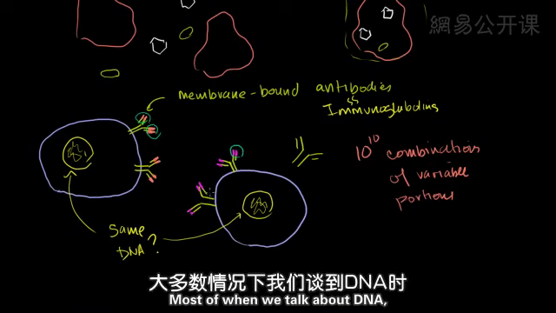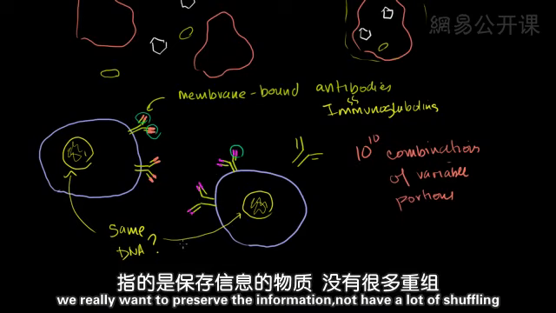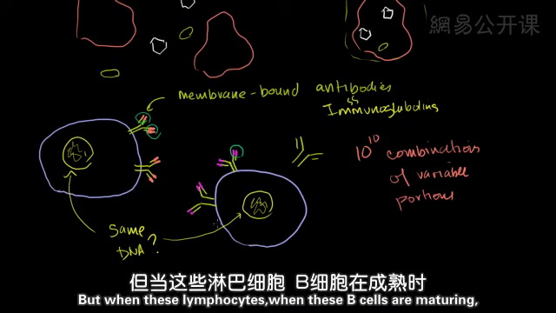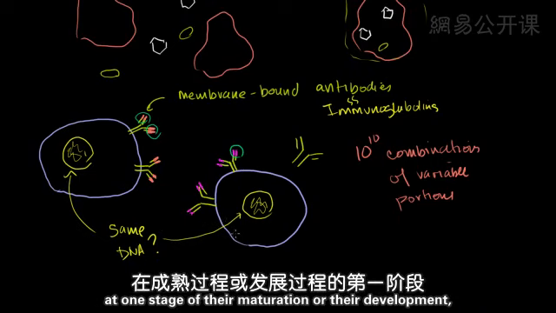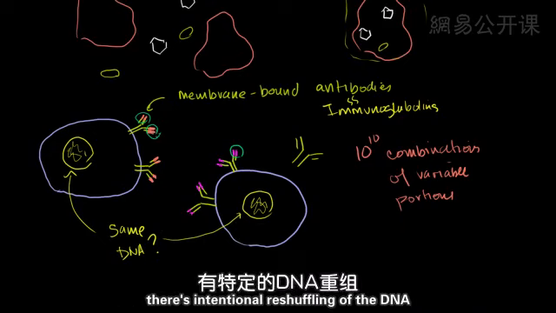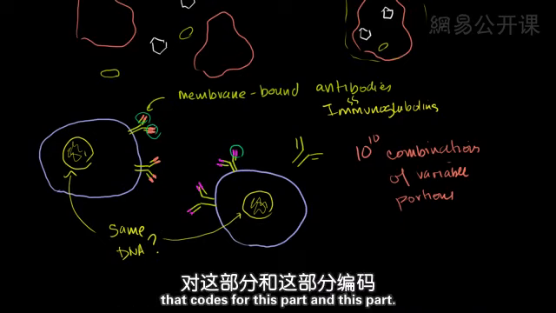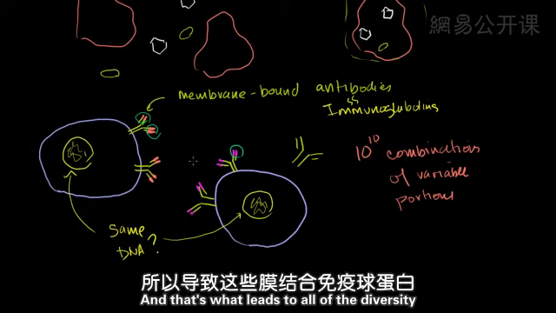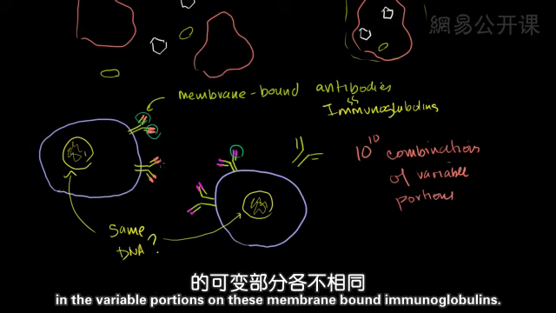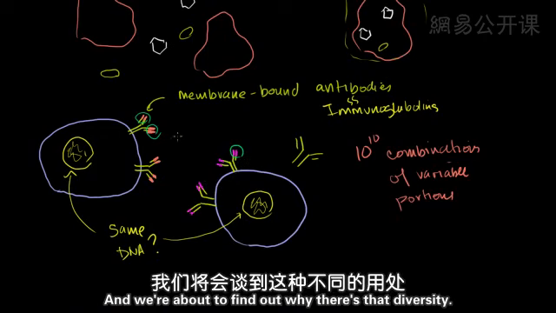So in most of when we talk about DNA, we really want to preserve the information, not have a lot of shuffling. But when these B cells are maturing, at one stage of their development, there's intentional reshuffling of the DNA that codes for this part and this part. And that's what leads to all of the diversity in the variable portions on these membrane-bound immunoglobulins. And we're about to find out why there's that diversity.